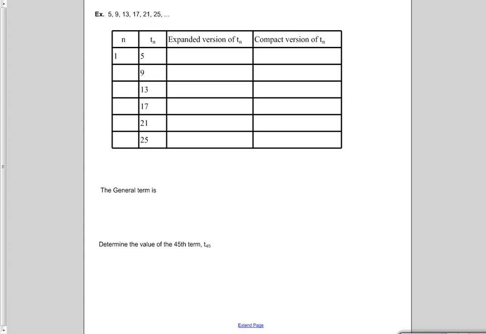The example 5, 9, 13, 17, 21, 25, and so on. Our n values are 1, term 1 is 5, term 2 is 9, the third term 13, and so on. The expanded version of this particular term would be just 5, and then 5 plus 4, because we're adding something on to the first term to get the second, and then 5 plus 4 plus 4, and so on. We constantly add 4 more each time.